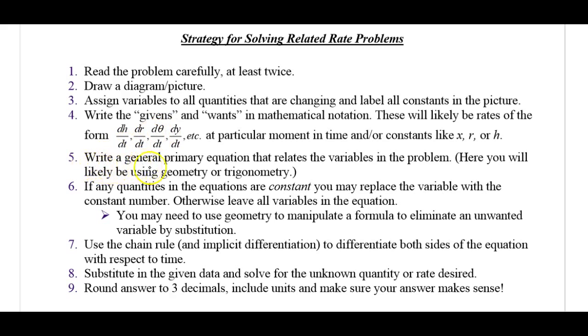Number 5, write a general primary equation that relates the variables in the problem. And here you will likely be using geometry or trigonometry. We want to somehow write an equation that relates the variables. Like in that previous example, we went to the Pythagorean theorem, a known geometric formula that related the sides of a right triangle. This is typically going to be one of the harder parts of the problem, figuring out how to relate the variables so that we can eventually take its derivative.